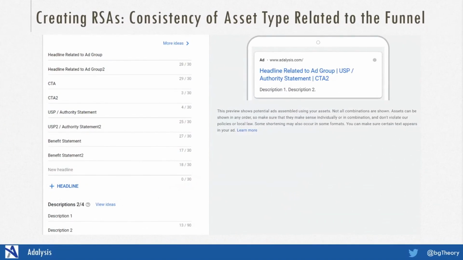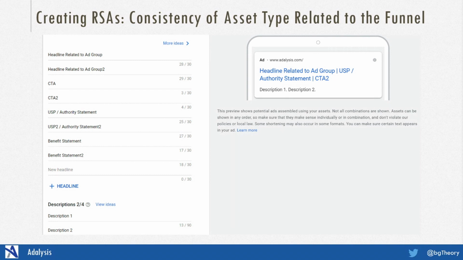So when you're creating RSAs, consistency of asset type is really important. If you have one line related to ad group and 9 calls to action, well, the machine's going to create a lot of ads that are only calls to action because there's only one line related to the ad group. Conversely, if you have 8 lines related to your keywords and 2 calls to action, you're often going to end up with mostly headlines that are related to the ad group without a call to action in them.